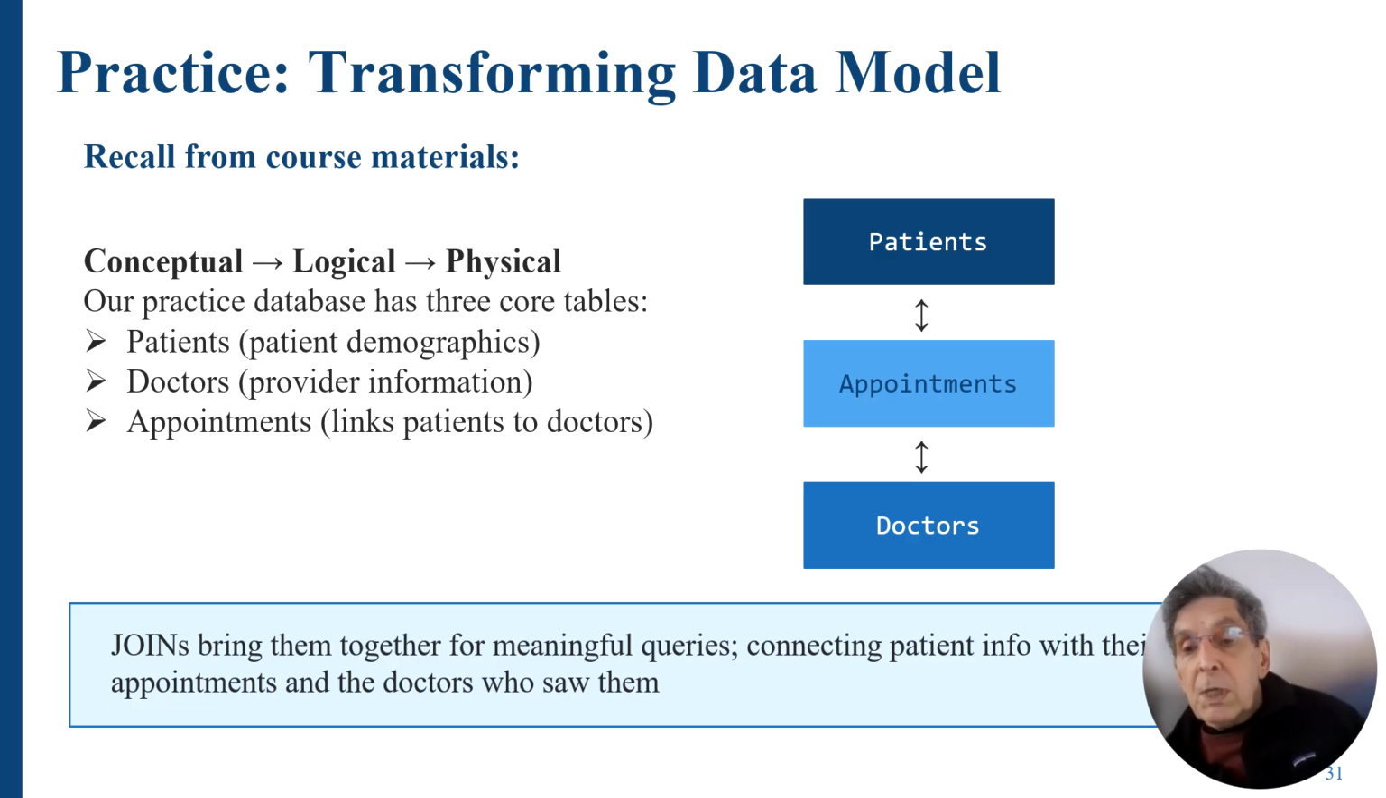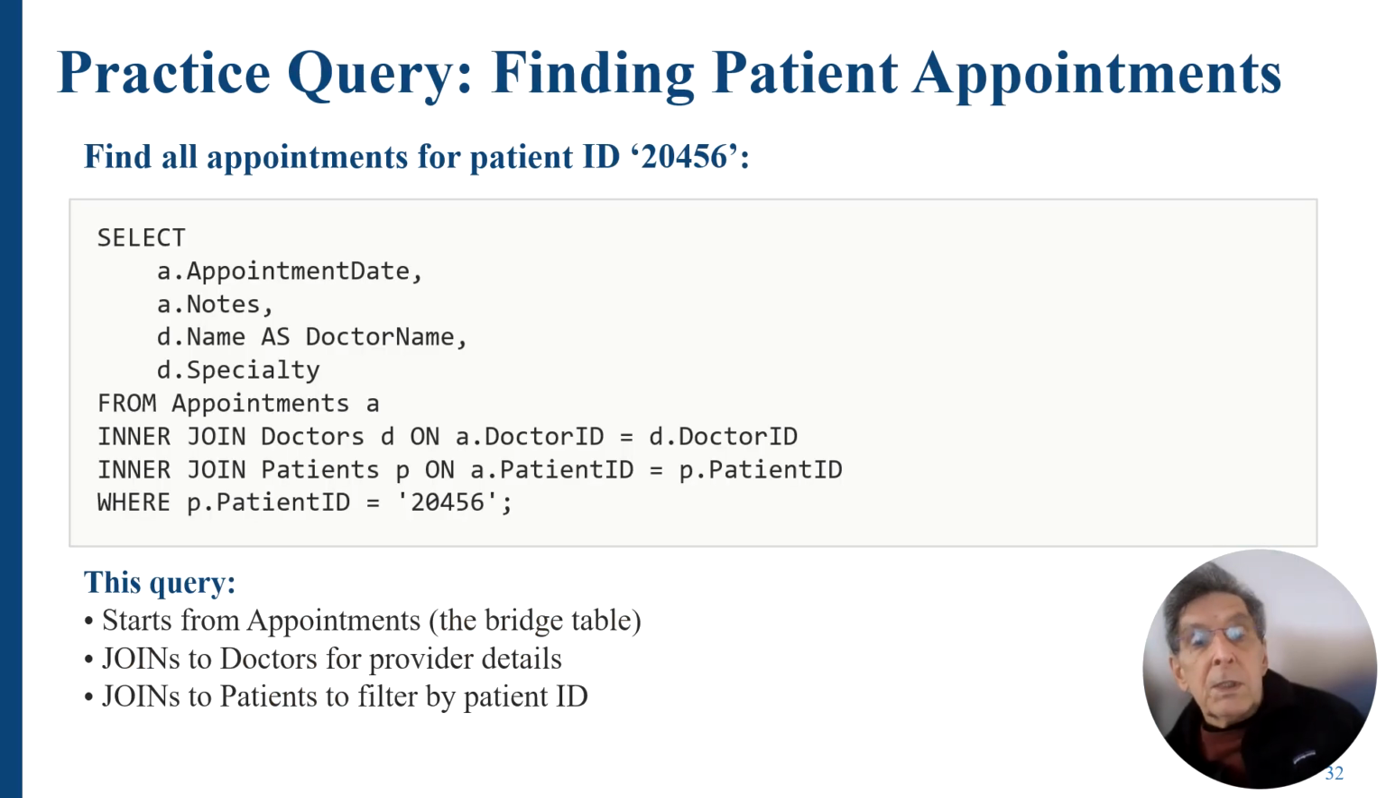Which doctors has this patient seen? Which patients has this doctor treated? What appointments are scheduled for next week? All these queries require connecting the tables using join. Let's give you an example, finding patient appointments. Let's try to find all the appointments for a patient with the ID 20456.